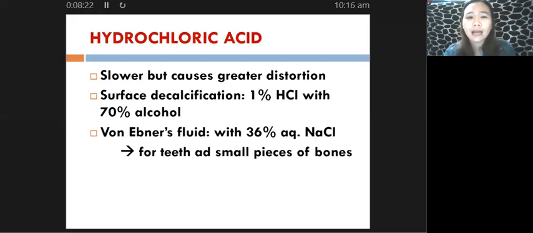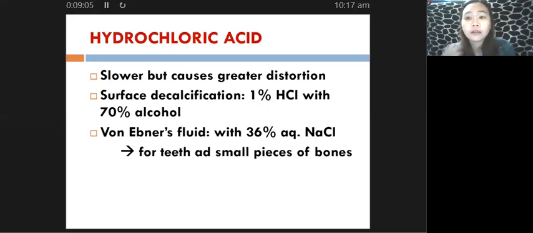So kung titignan mo, the characteristics of your hydrochloric acid really does not follow the rules that we have in decalcification. It's slow, it causes greater distortion, and again, the good thing about it is that it provides good nuclear staining, unlike for the other acids that we use for decalcification. Okay. Since your hydrochloric acid may destroy your tissue sample or your tissue components, its use in the laboratory is usually for surface decalcification only.